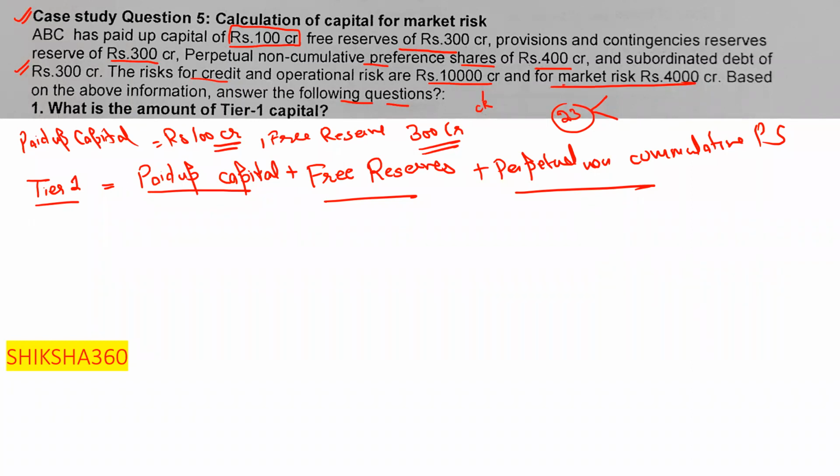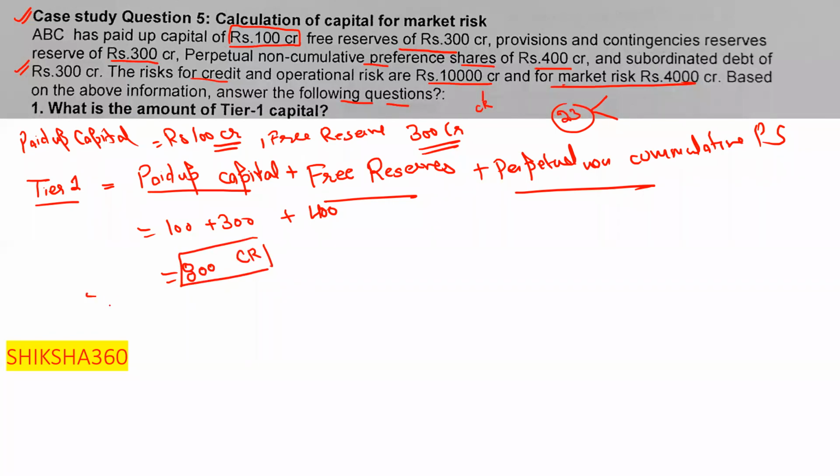You have to remember what is included under tier 1 and what is included under tier 2. Now just put in the values: rupees 100 crore plus rupees 300 crore, not the provisions and contingencies, plus perpetual non-cumulative 400 crore. So the total is 800 crores.